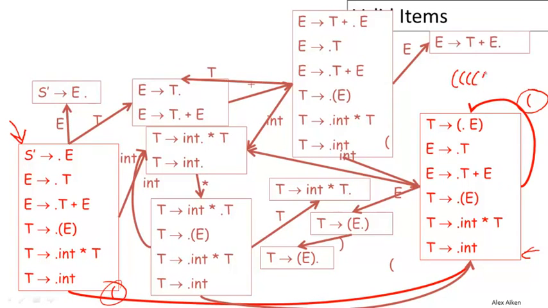So if I have a sequence of 5 open parens as my input, then I'll have transitions 1, 2, 3, 4, 5, all looping in this state. And notice that this item is one of the items in that state, and that just says that this item is valid for any prefix, any sequence of open parens.